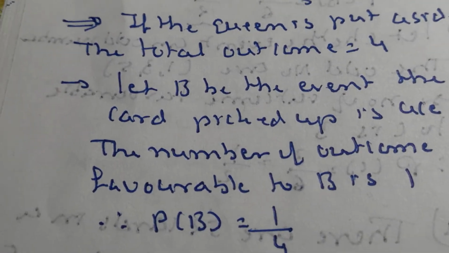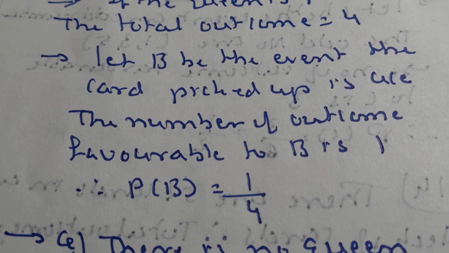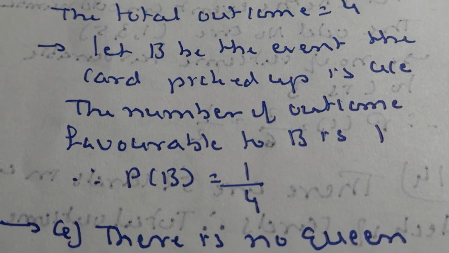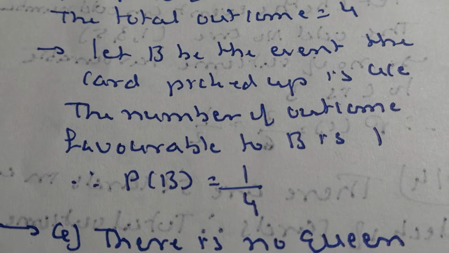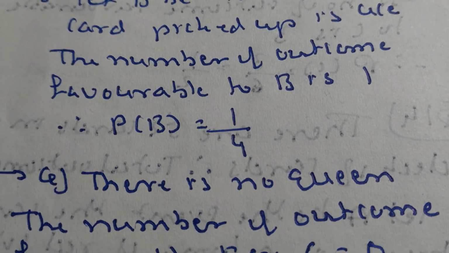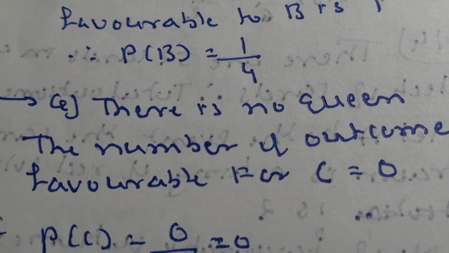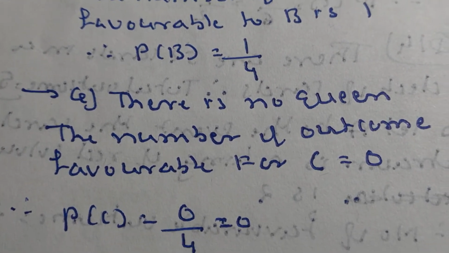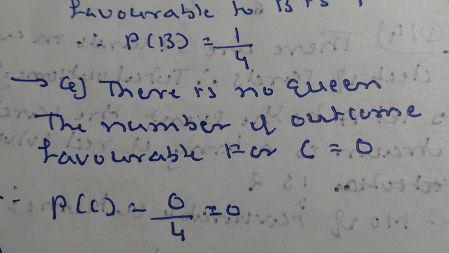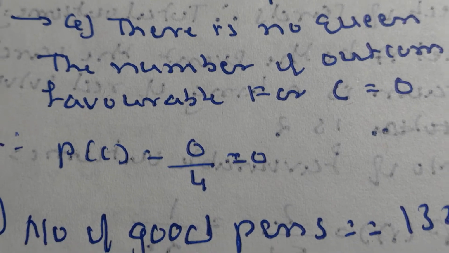Question 2. Let B be the event that the card picked up is Ace. The number of outcomes favorable to event B is 1 because there is one Ace in these remaining 4 cards. So P(B) is equal to 1 upon 4. Another question, there is no queen. The number of outcomes favorable for C is equal to 0. So P(C) is equal to 0 upon 4, which is equal to 0.